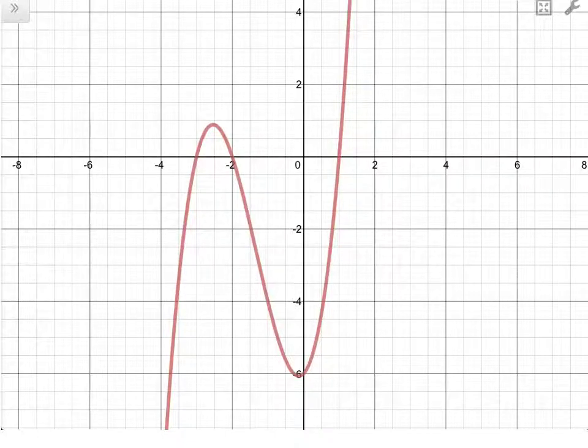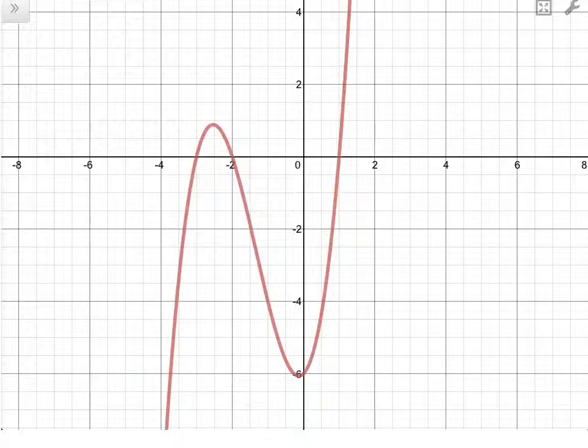Here's a function, and what you want to learn about is when a function is increasing or decreasing, and then we're going to talk about concave up and concave down. So, what do you think? What does it mean when a function is increasing? Going up. So when I go from the left to the right, it should be increasing or decreasing.